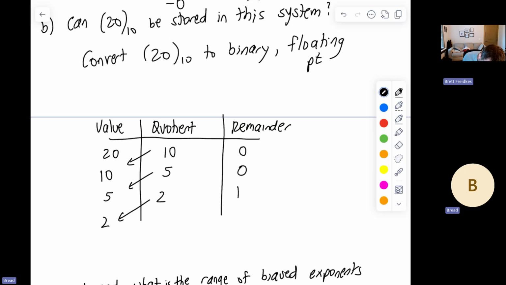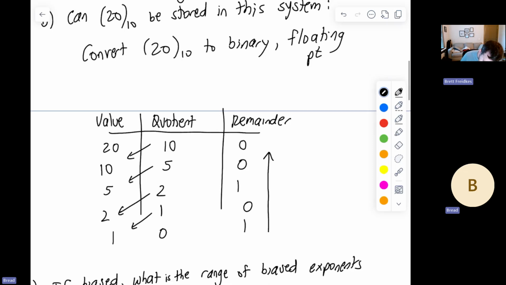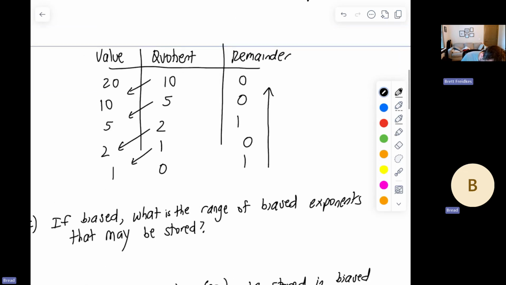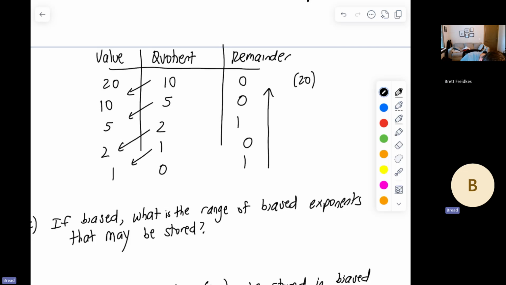How many groups of 2 go perfectly into 2? 1 with no remainder. How many groups of 2 go perfectly into 1? None do, with 1 remainder. And then we're done, because if we do 0, we'll have no groups with no remainder. It'll just continue forever. For these, you're going to read from bottom to top, which tells us that 20 in base 10 is 10100.